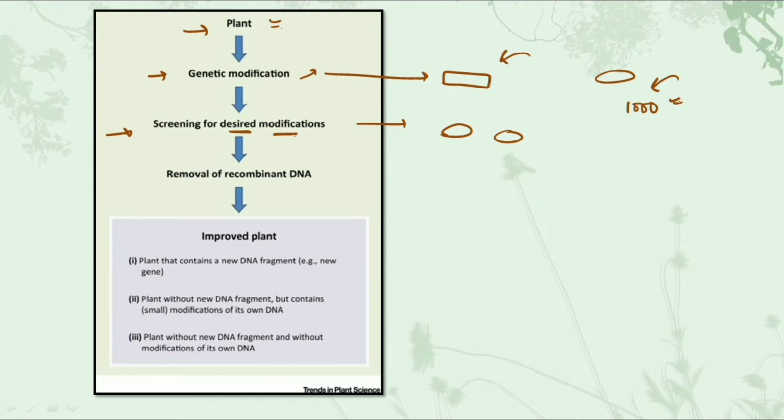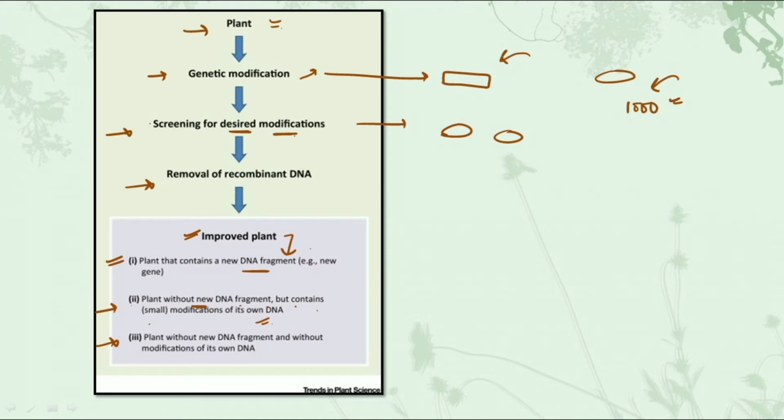So those plants that have the desired modification would be screened out, would be taken out, and now the removal of the recombinant DNA occurs, and finally we have the improved plant. Now this improved plant is the plant that contains a new DNA, that is the new gene that we have inserted. Second, we have the plant without the new DNA fragment but containing a small modification of its own DNA, and the third one is the plant without the new fragment and also without the modification.